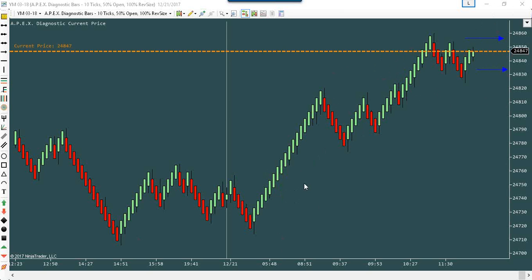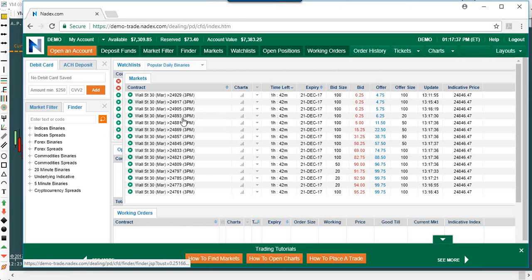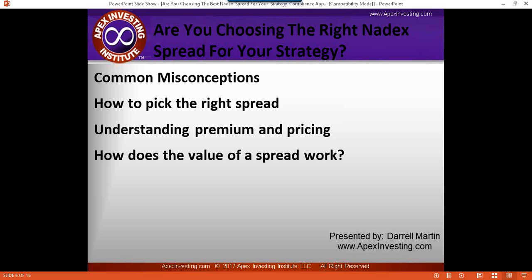So it's all about the strategy or system. It's all about what you're looking to do that day. Is the market trending? Is the market range bound? And that has a lot to do with which binary option we choose, right? Everybody understand that? All you binary traders? Makes sense, right? Okay.